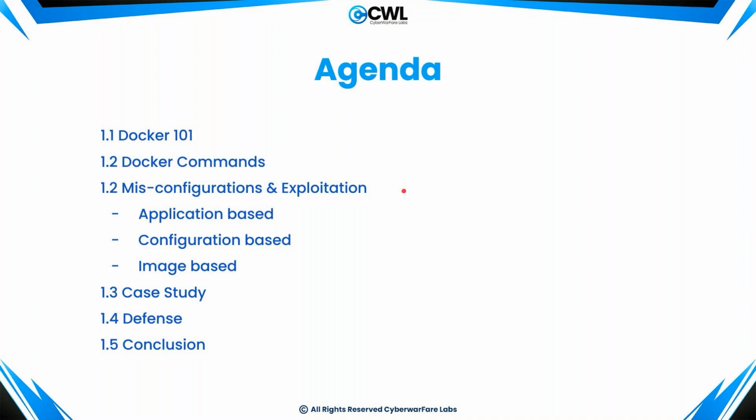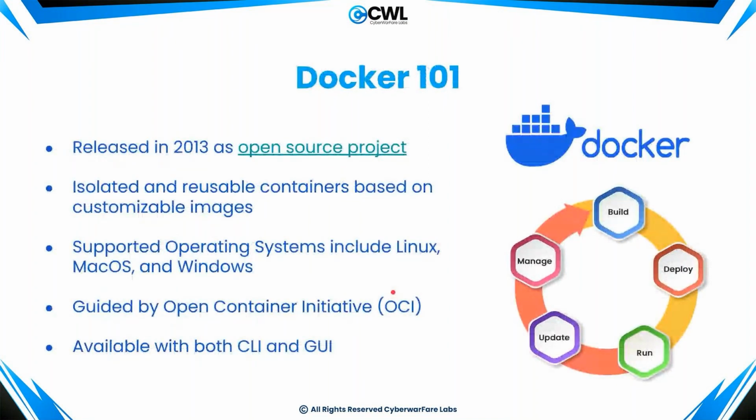Then we will move forward and learn about the misconfigurations as well as the exploitation related to application-based, configuration-based, and image-based issues. So we will learn about these things. At the end, we will be covering a very interesting case study of how threat groups have infected a public Docker image and how they have moved forward in the organization and compromised an entire organization. Then we will be covering some of the defense tactics, and then we have the conclusion. So yeah, I think we'll move forward.